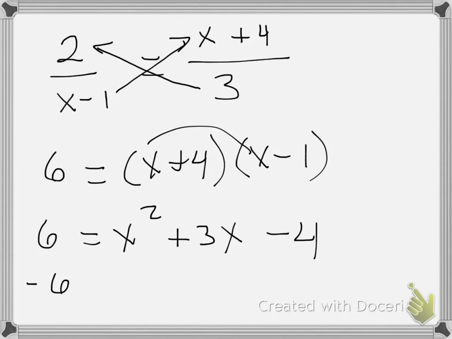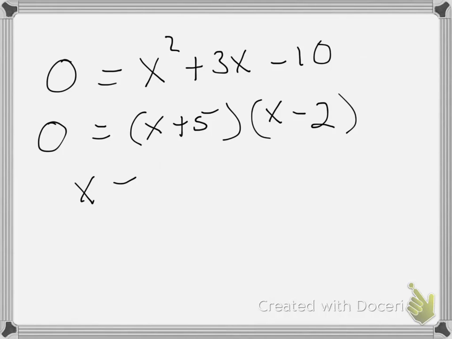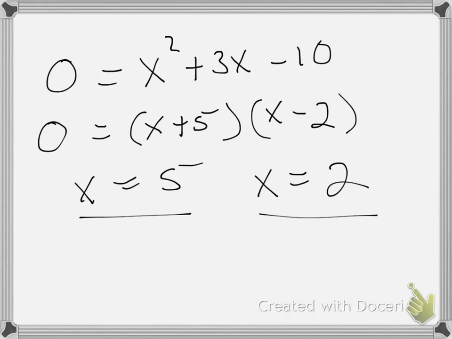And now if I subtract 6 from each side, I get 0 equals x squared plus 3x minus 10. So this factors out into x plus 5, x minus 2, and I get x equals negative 5, x equals 2, and those are our answers, and everything is right with the world. Okay? Let's take a look at another one.